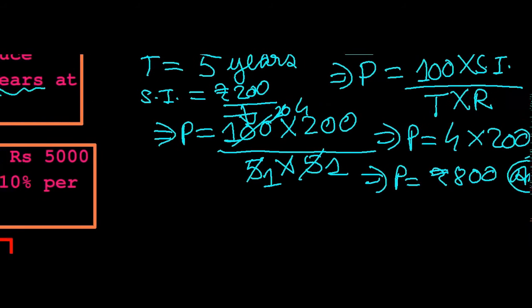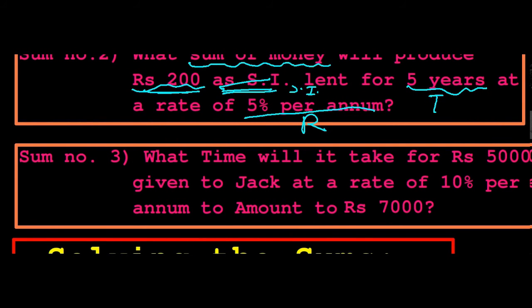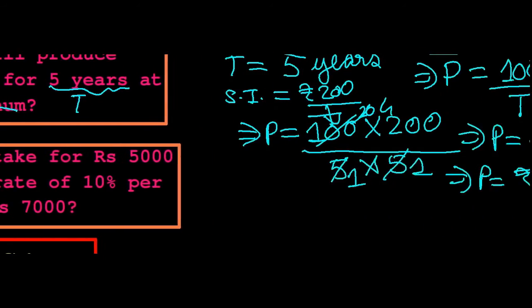And now the third sum. What time will it take for rupees 5,000 given to Jack at a rate of 10% per annum to amount to rupees 7,000? Friends, in this sum we have to calculate the time. Let me give you an additional tip. In many sums you will find that it's written like that.